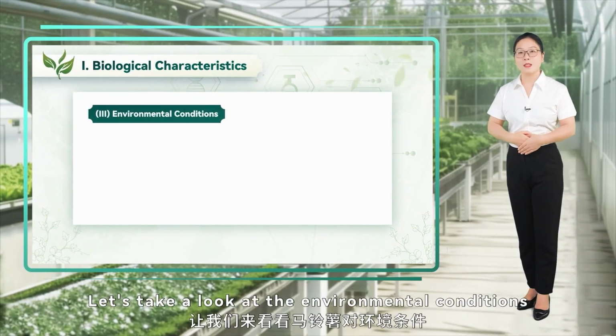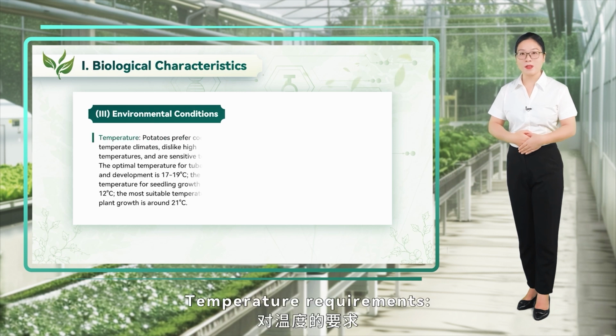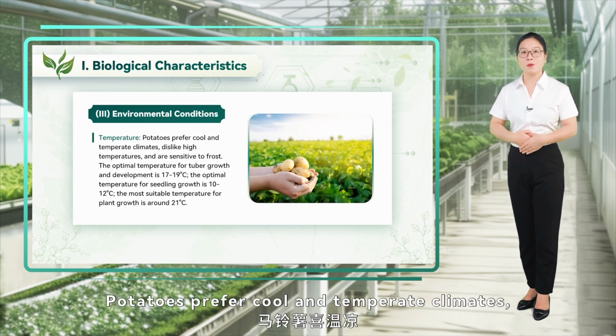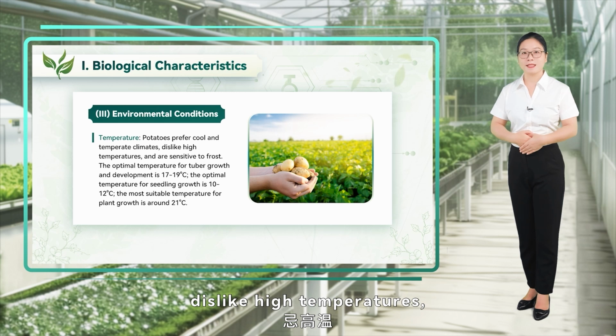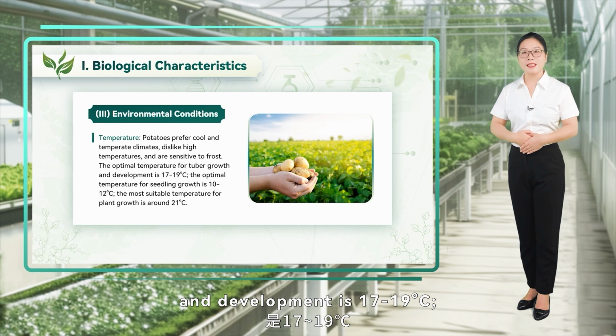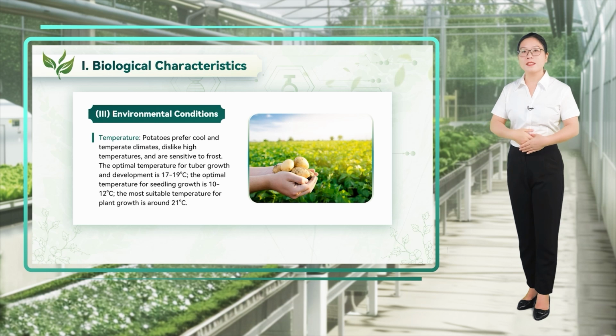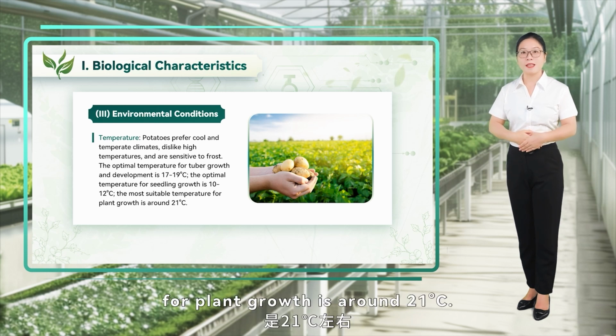Let's take a look at the environmental conditions required for potatoes. Temperature requirements. Potatoes prefer cool and temperate climates, dislike high temperatures, and are sensitive to frost. The optimal temperature for tuber growth and development is 17 to 19 degrees Celsius. The optimal temperature for seedling growth is 10 to 12 degrees Celsius. The most suitable temperature for plant growth is around 21 degrees Celsius.